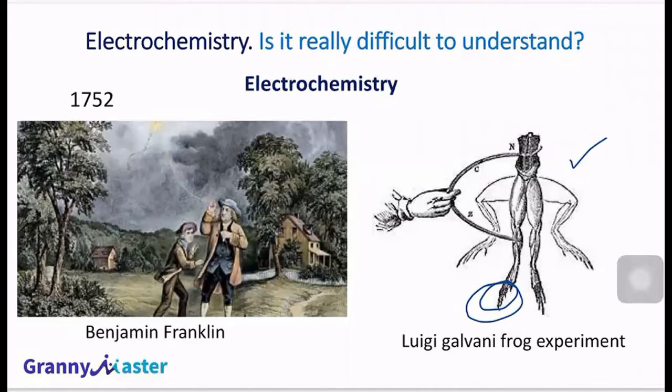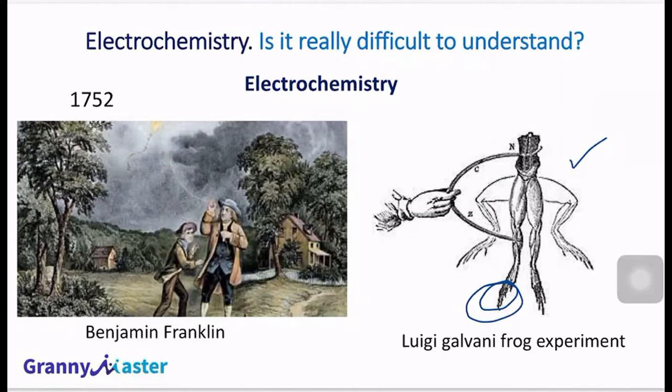When he connected the leg of the frog and the spinal cord of the frog using two different metals, he found that the legs of the frog twitched or moved. Galvani concluded that the movement is due to electricity, and that the electricity was coming from the frog. So he concluded that electricity was intrinsic to the frog and the metal simply acted as a conduit.